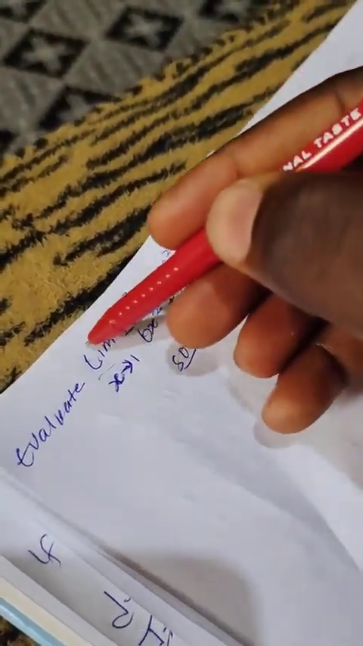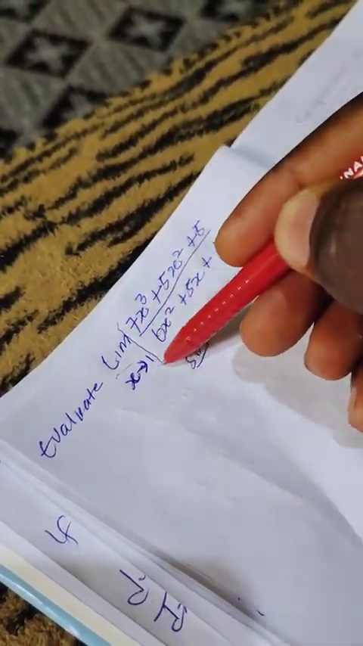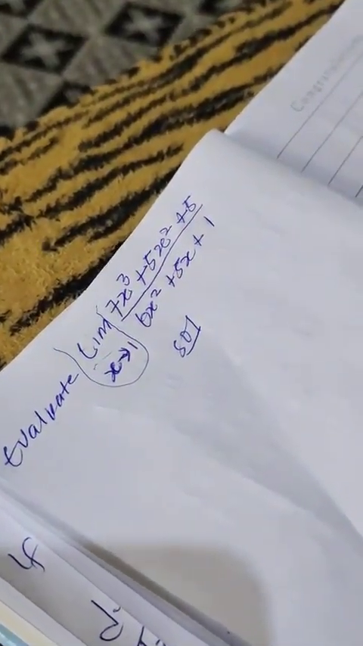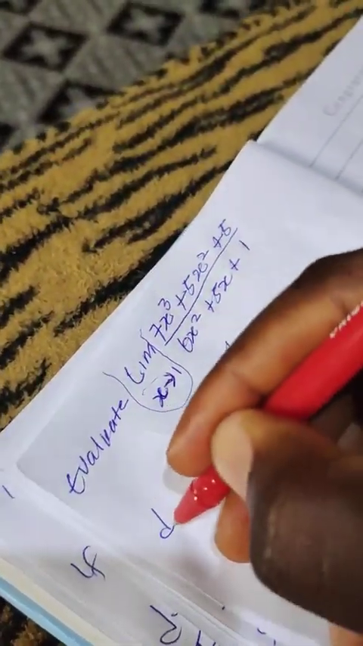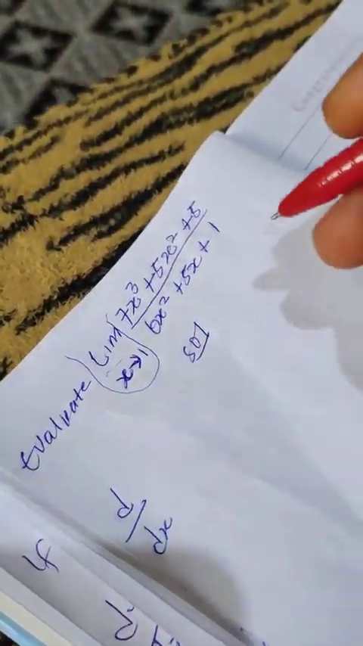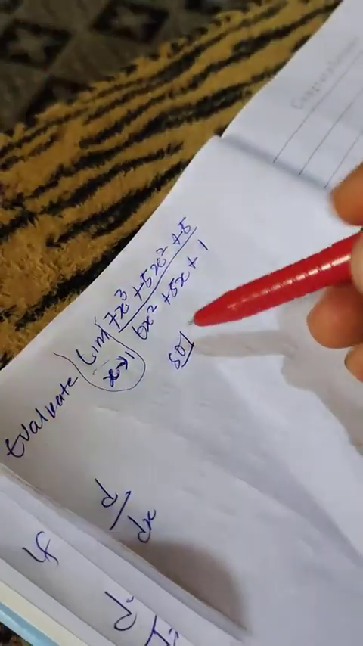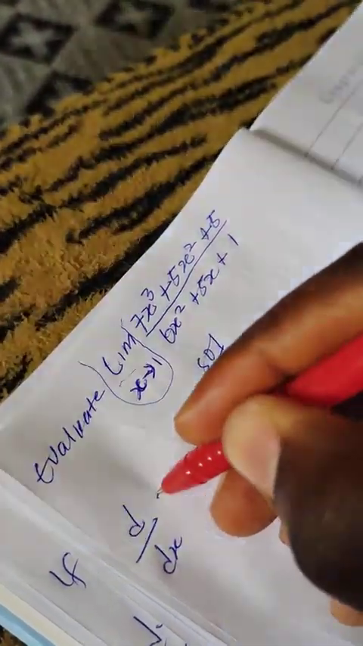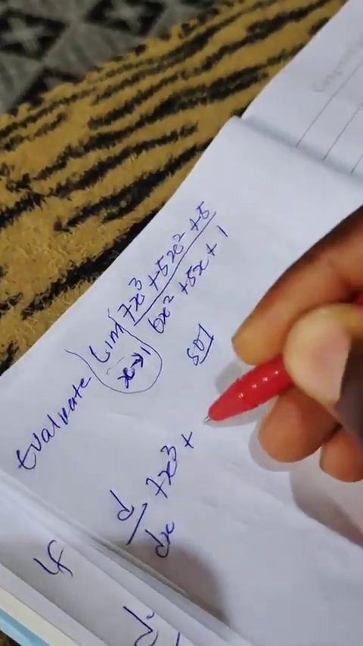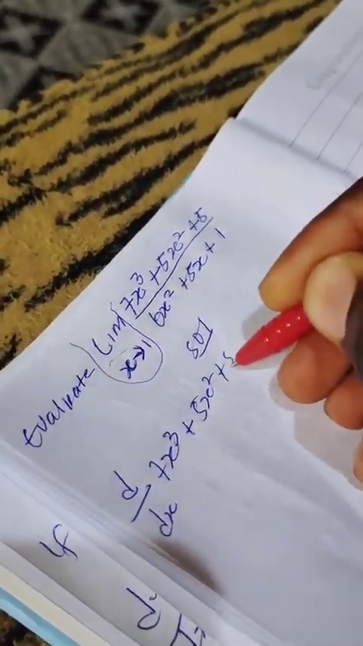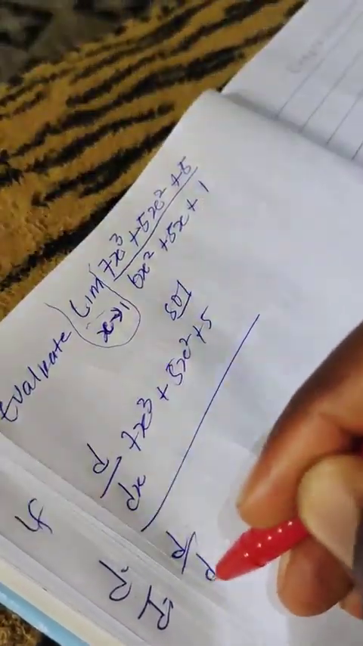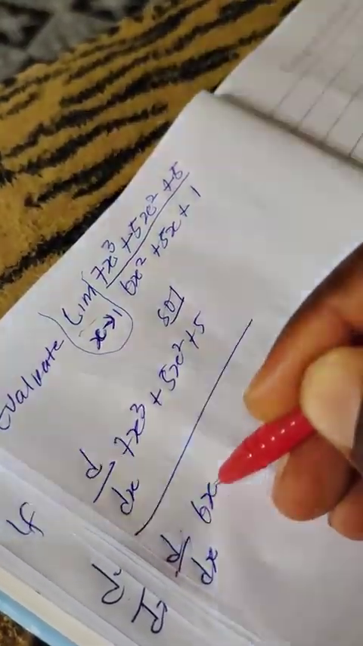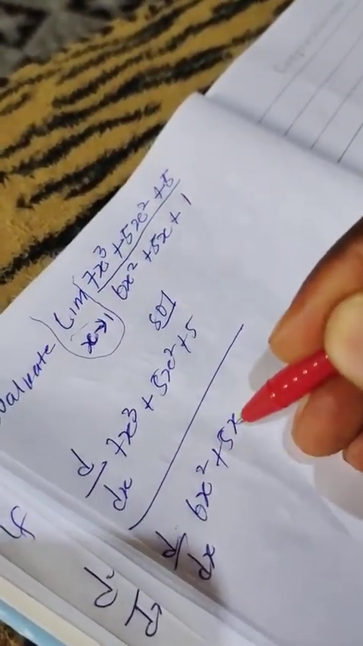So we are going to disregard this. First of all, the first step here is to disregard this. We'll assume it's not given to us, then we'll work with this. So we're going to differentiate this value. When we differentiate, d over dx, I didn't use dy dx because there's no y in the question given to us. So we're going to have d over dx of 7x cubed plus 5x squared plus 5 all over d over dx of 6x squared plus 5x plus 1.